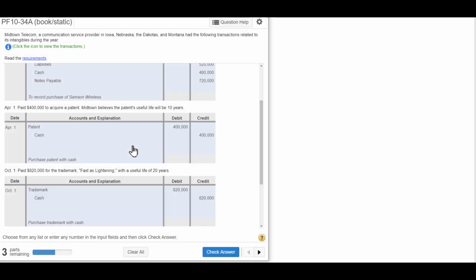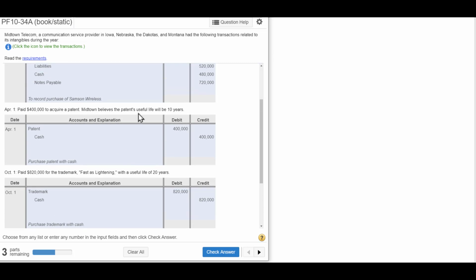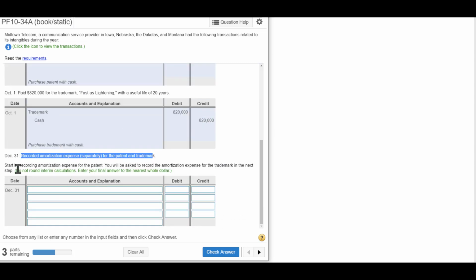All right, excellent. Now, December 31st, record amortization expense separately for the patent and trademark. We have to do it separately because they will have different useful lives. Start by recording the amortization for the patent. You will be asked to record the amortization expense for the trademark. Do not round interim calculations. Enter your final answer to the nearest whole dollar.